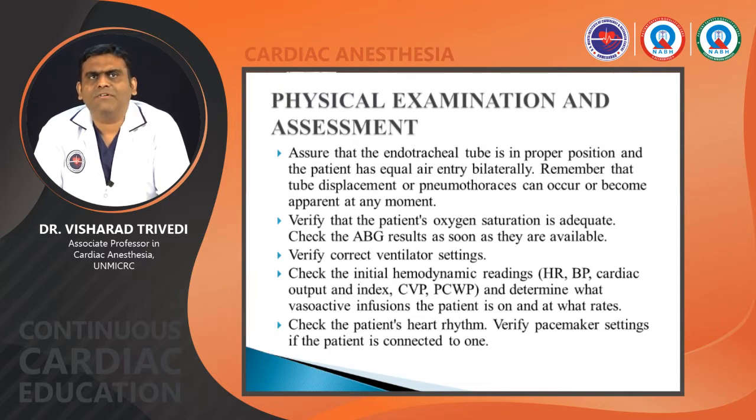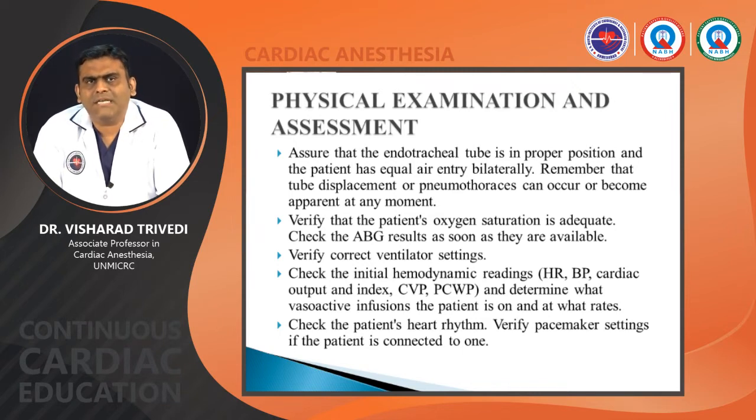The examination includes, first, you have to ensure that the endotracheal tube is in proper position and does not displace while shifting, and the patient has equal air entry bilaterally. Remember that tube displacement and pneumothorax both can occur during the shifting of the patient as well. Verify the patient's oxygen saturation and check the ABG as soon as it is available. Verify correct ventilator settings. Check the initial hemodynamic readings and determine what vasoactive infusions the patient is on. You should know the current vasoactive infusions, the current inotropes, and depending on the dosage of the inotropes, what hemodynamic parameters the patient has.